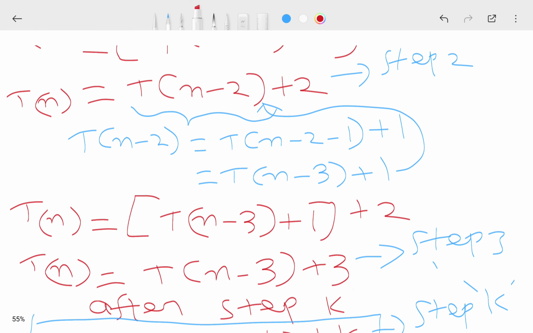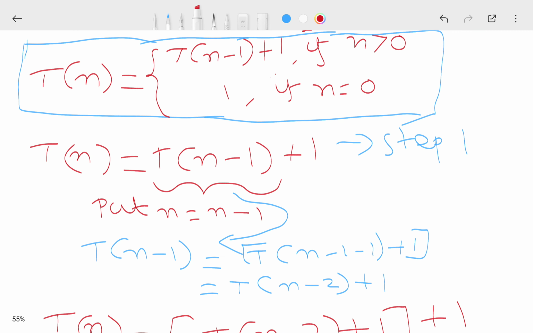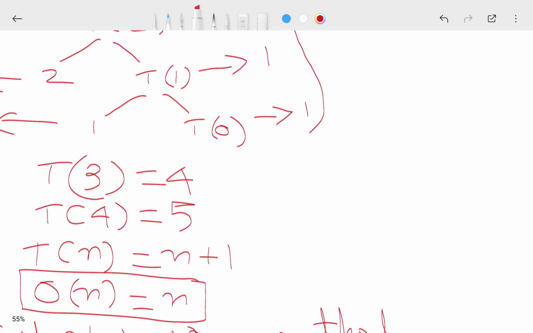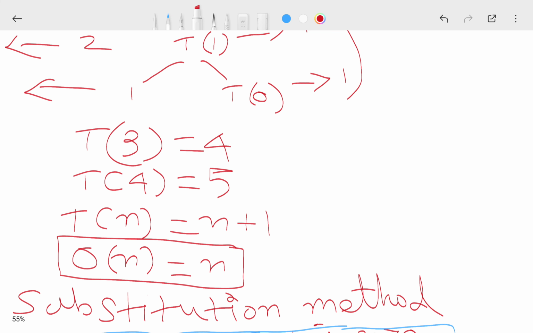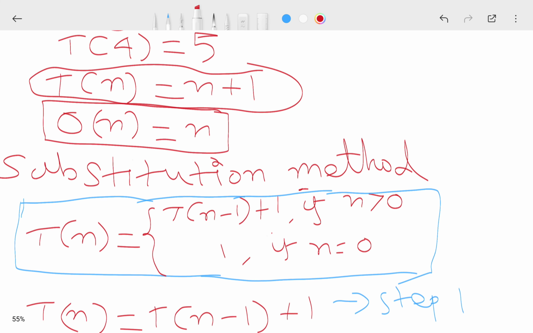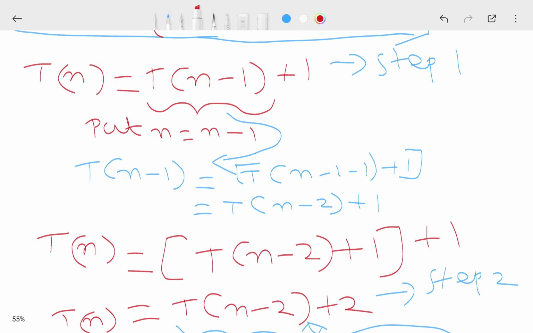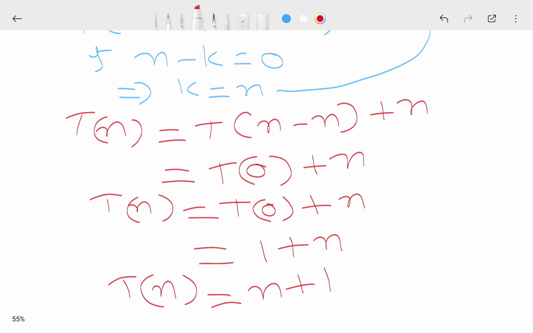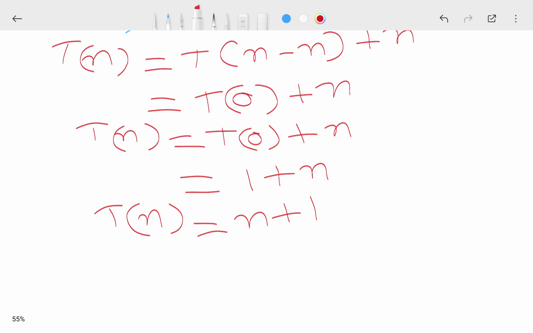So the same thing that we got using the tree method. In the tree method also we get T(n) equal to n + 1. So here in the substitution method also we got the same value, T(n) equal to n + 1. When you represent it using big O notation, this can be represented as O(n).